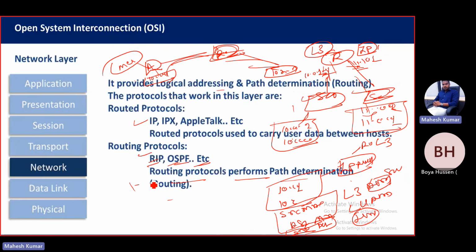But if the switch is a multi-layer switch, which nowadays is capable of performing routing and switching both, then this kind of switch can learn the MAC address as well as the IP address. Clear? Yes, it is clear.